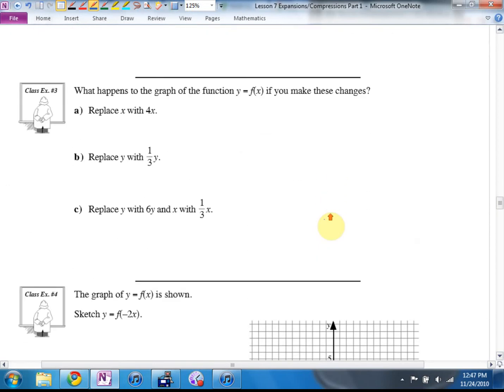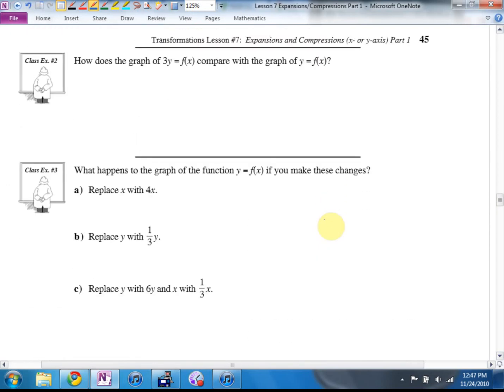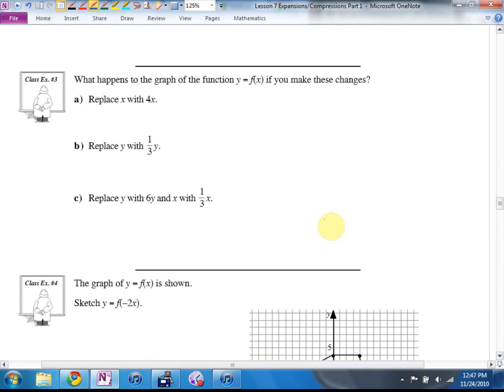Example 2, we're just going to do out loud. How does 3y equals f of x compare with the graph of y equals f of x? Vertical or horizontal? Vertical. And is it next to the y? Everything's backwards. 1/3 as high. Vertical compression by a factor of 1/3. This is why I like the replacement method, because then I can just memorize everything's backwards all the time. If I replace, we're going to do this one out loud as well.